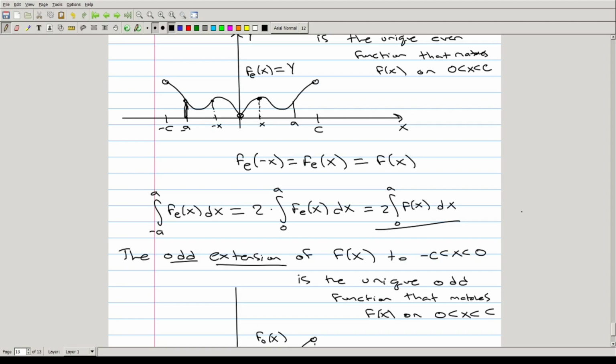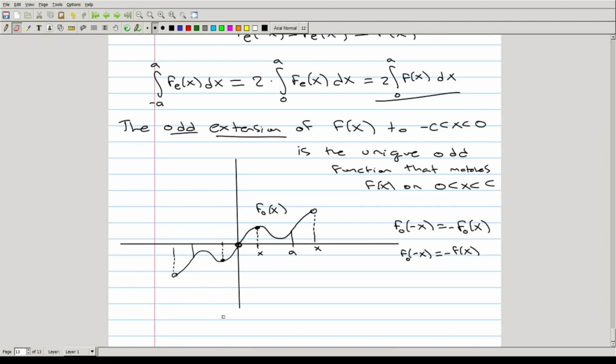Definitely a different function than the even extension, with different properties. So you know that an odd function satisfies this property, which means that if you integrate an odd function from, say, negative a to a, because of the symmetry, like that this area right here will always be equal to this area right here, you'll always get a cancellation when you integrate this function, which will result in a zero value for the integral of an odd function over a symmetric interval.